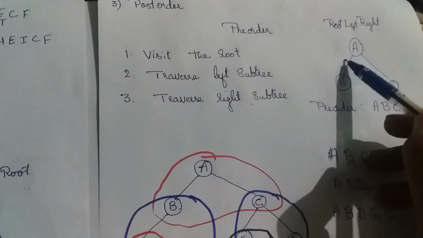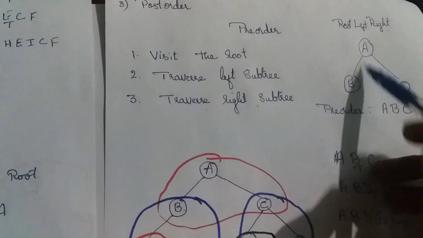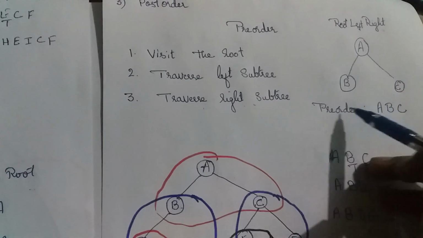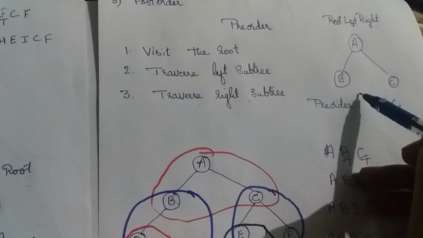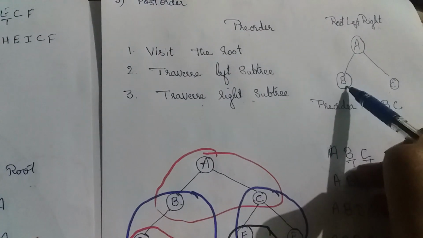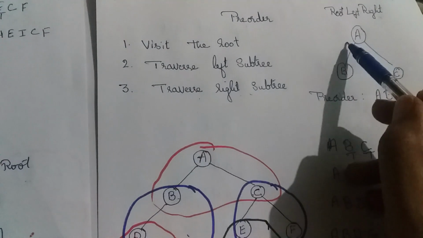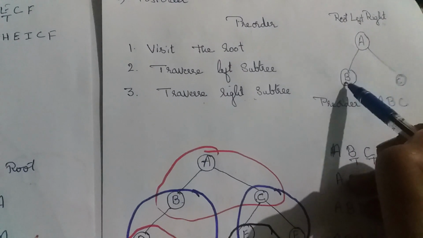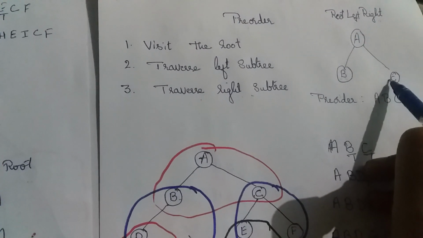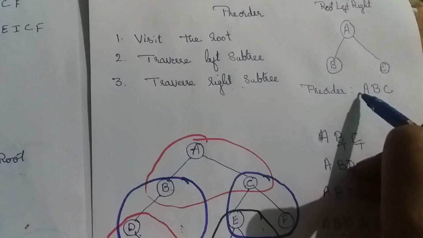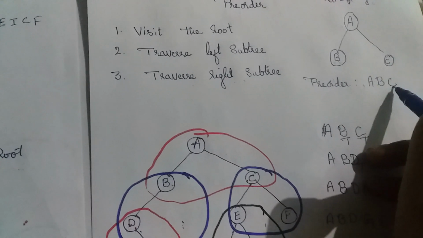So suppose this is a tree with nodes A, B and C. The pre-order traversal for this tree is root, left and right. That is, A is visited, then the left subtree and then the right subtree. So the order is A, B and C.